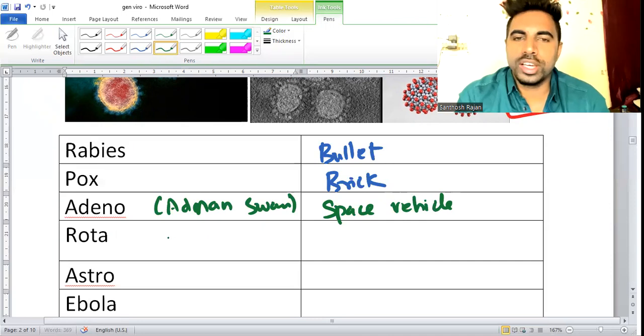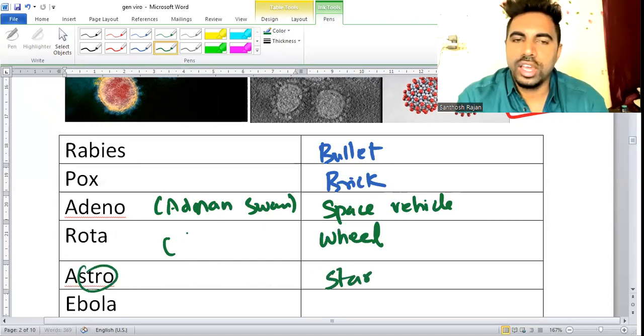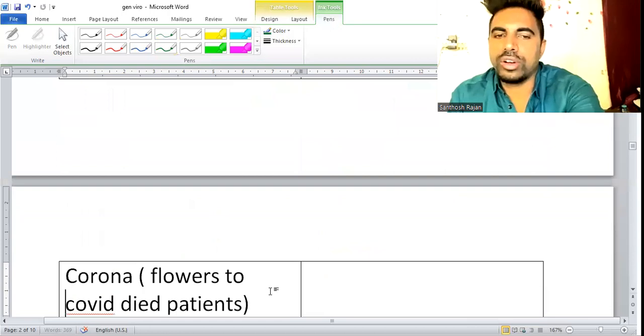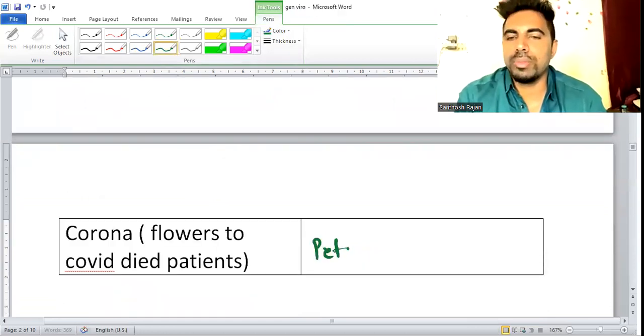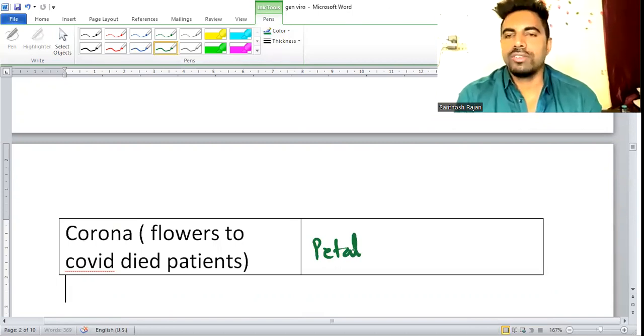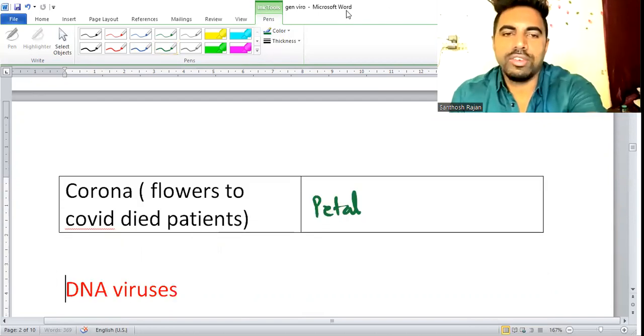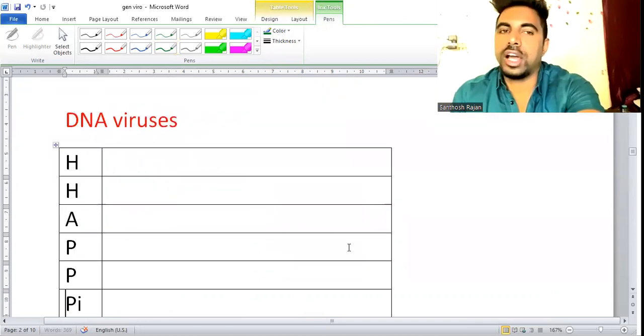Rota is, the rotate karne ke liye kya chahiye aapko? Wheel chahiye. To rotate the gaadi, you need wheel shape. Astro is star, stars in the sky. Asman mein star. Okay? To pull the car, rotate, you need wheel. Okay. Ebola, E for EF, E and F, filamentous, right? And finally, corona is a flower, give the flower to patient, that is the petal shape papillomas. Okay, flower ka petal shape papillomas. Done.